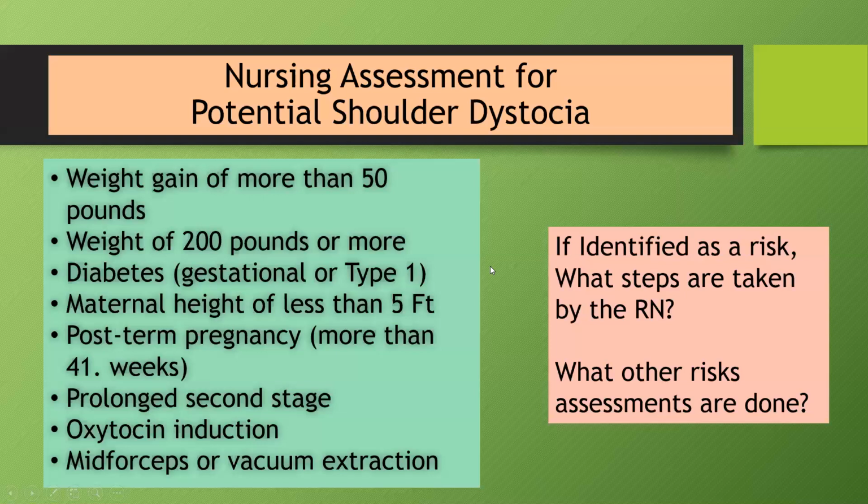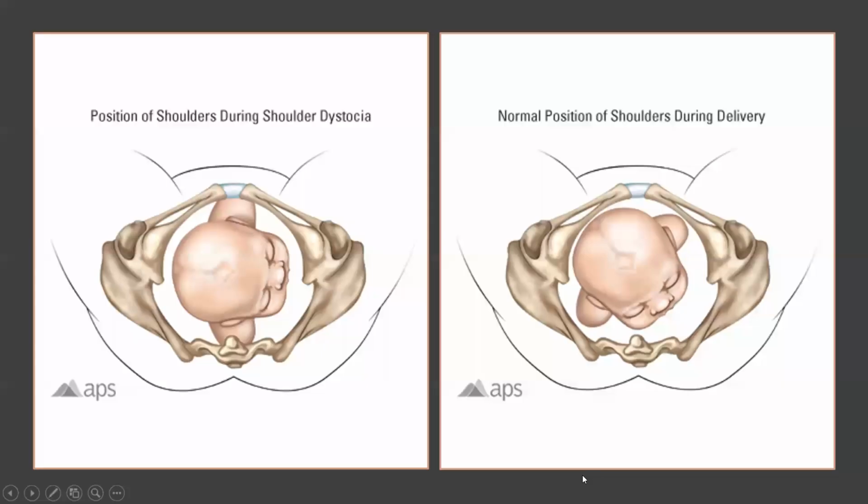Now that you've had a shoulder dystocia, what other risk assessments? Once that baby is out, we want to check to make sure that there's no injury to the shoulders. And we'll discuss more of that when we do our newborn video. Now we're at risk for a hemorrhage. So we can go from a shoulder dystocia to a hemorrhage very quickly, so we want to be prepared for those things.